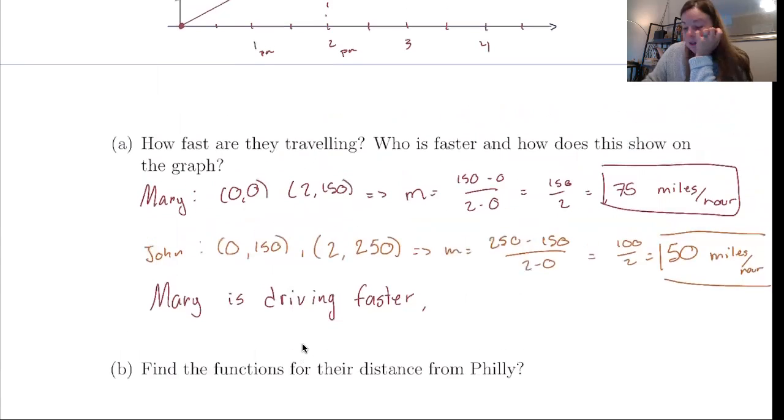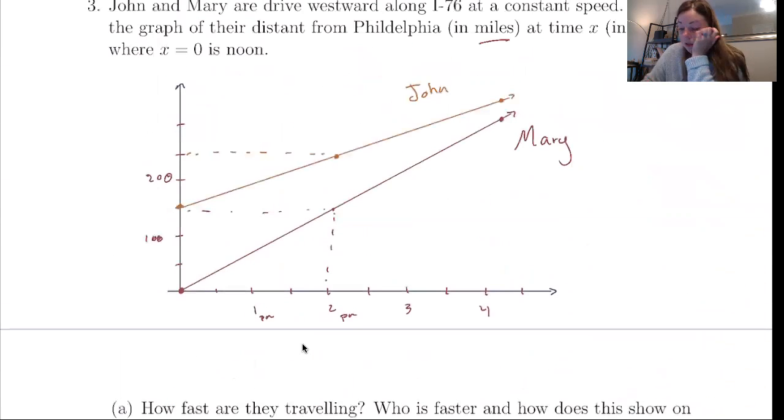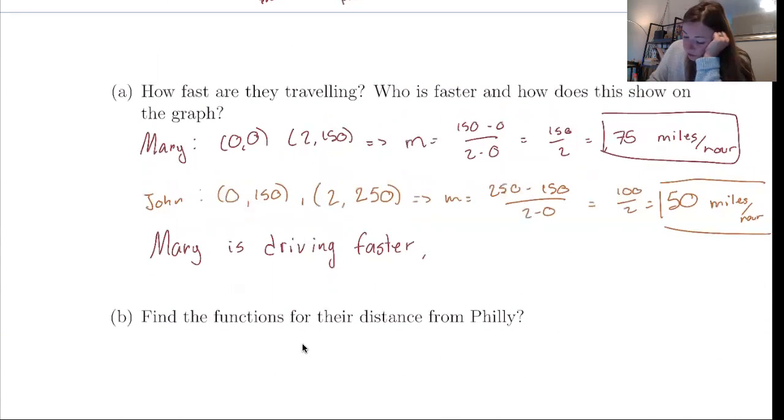And we can also tell this on the line on the graph, because see how Mary's line is a lot steeper? That's talking about a greater slope. So 75 versus 50. Whoever is driving faster, we can see this because her graph is steeper.